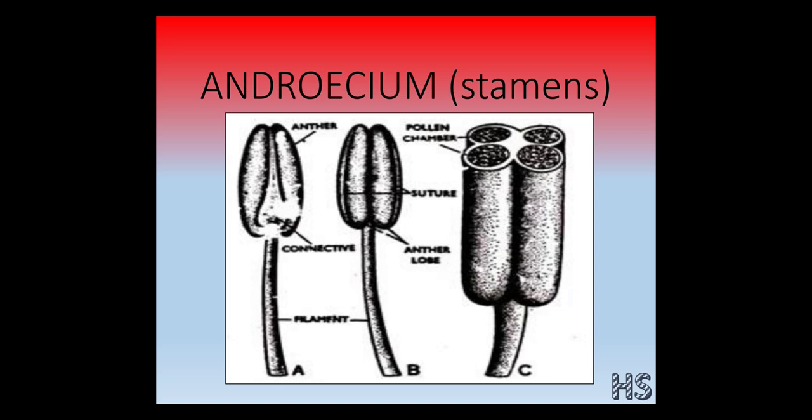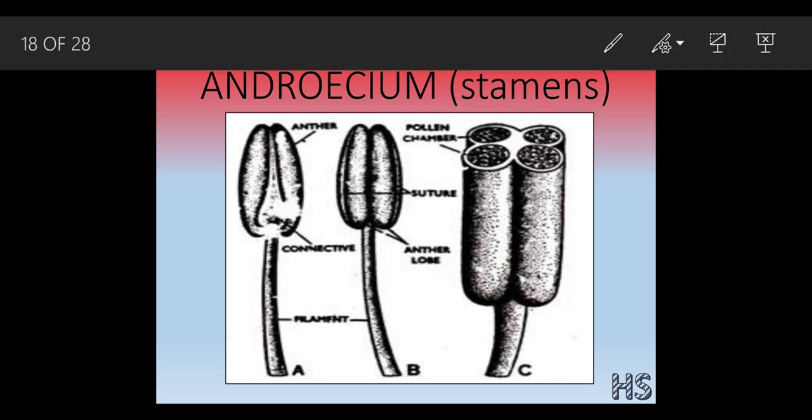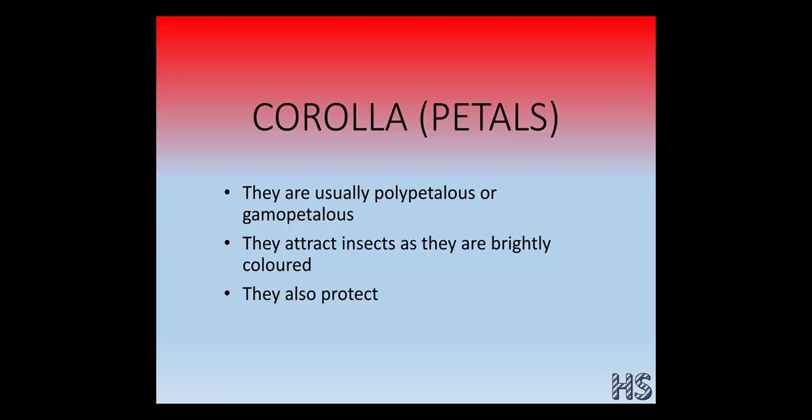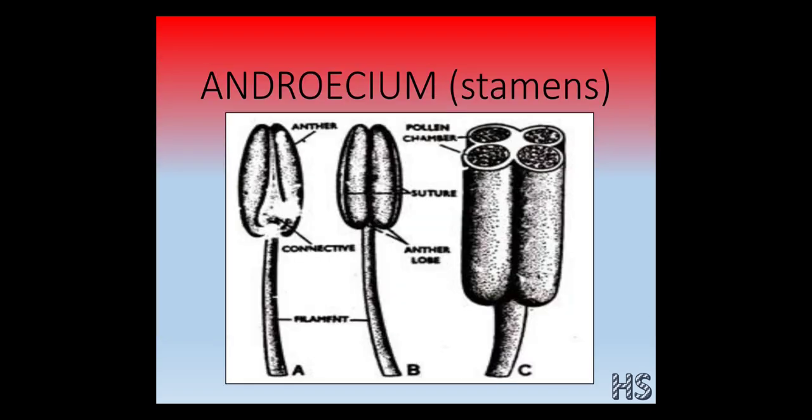Okay, so we are going to continue our next part, that is the androecium. In the previous slide we completed the corolla part, which is called the petals, which are brightly colored. In today's lecture we are going to discuss the androecium and gynoecium.